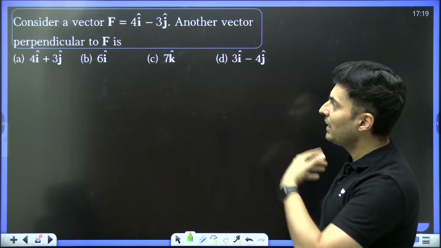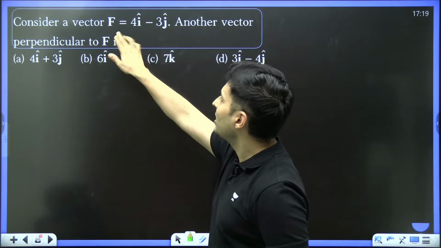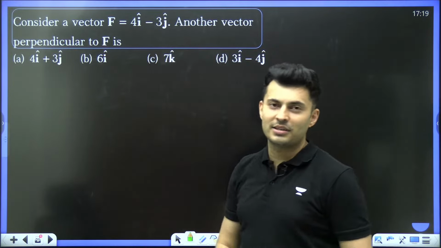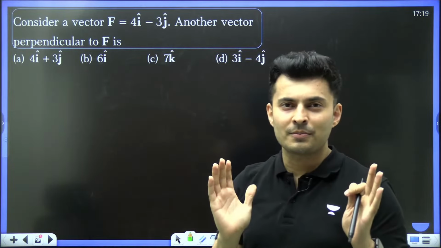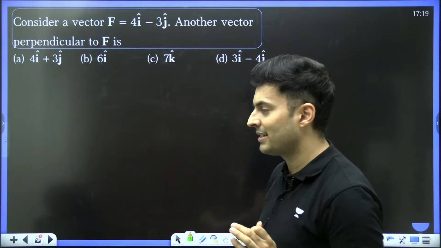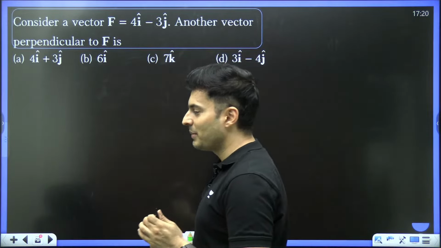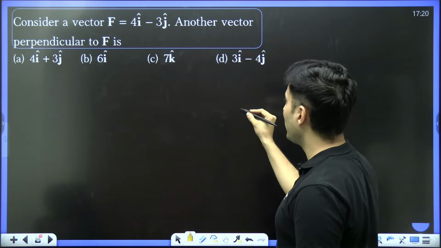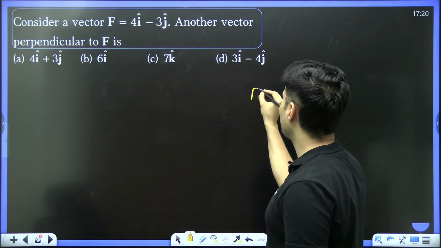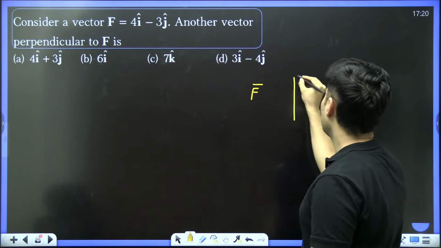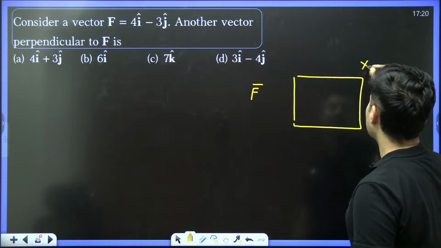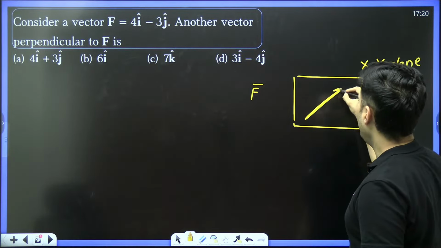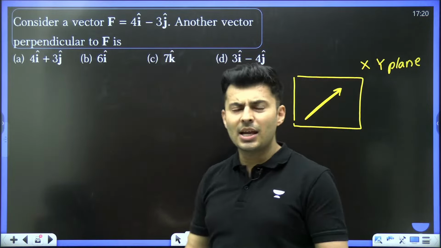Consider vector 4i plus 3j. Another vector perpendicular to this will be how much? If this force vector is this much, which of these vectors is perpendicular to this? Come on, guys, this is a direct question. Within 5 seconds you should be able to answer this. Think about it. I cap and j cap, right? 4i and 3j. This force vector will be in the xy plane, right? Because it has only i cap and j cap components.